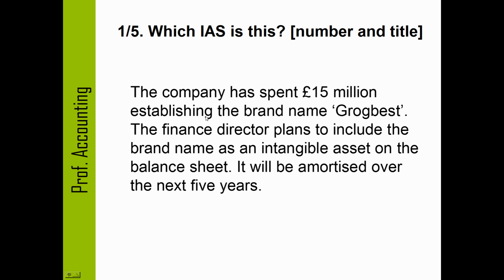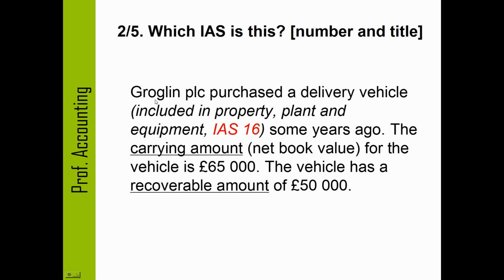2. Grodlin plc purchased a delivery van, including the PPE, some years ago. Here's the example I mentioned. The carrying amount, which I call the net book value, for the vehicle is 65,000. The vehicle has a recoverable amount of 50,000. So the answer for this one, if you think about it, is the impairment, so the impairment of IAS 36. You now know that. I'm just going to comment on the numbers.